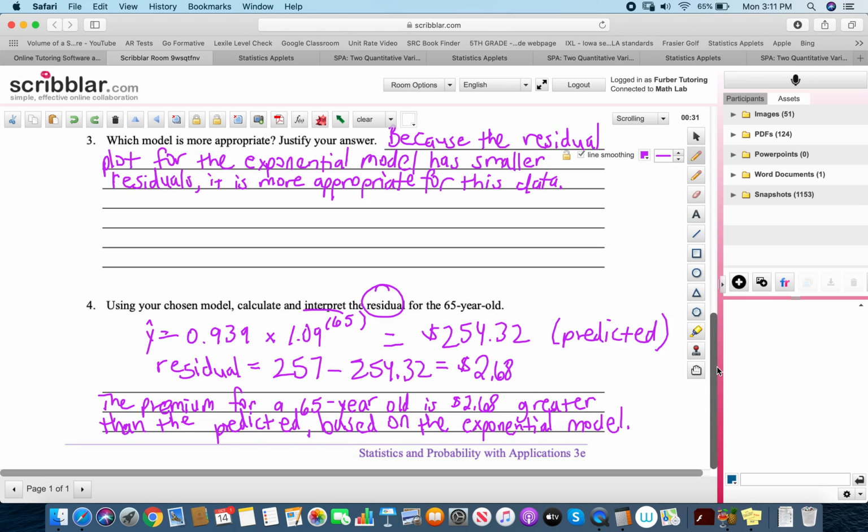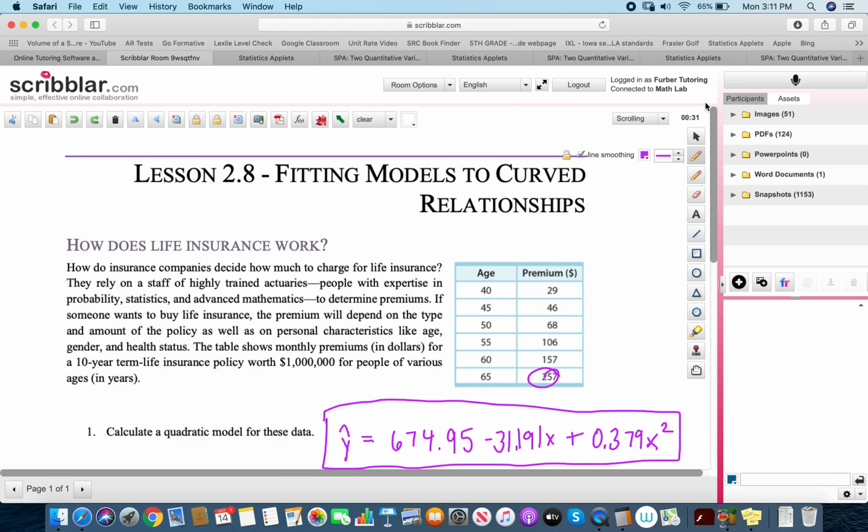Okay, so that should get you started on the homework for homework 2.8. I believe it's quite a long homework, but it's really just 3 problems. You're being asked to calculate the different models. I believe you're being asked to sketch in the different scatter plots as well, so that way you can accurately compare which one is the better model. So hopefully that'll get you started.